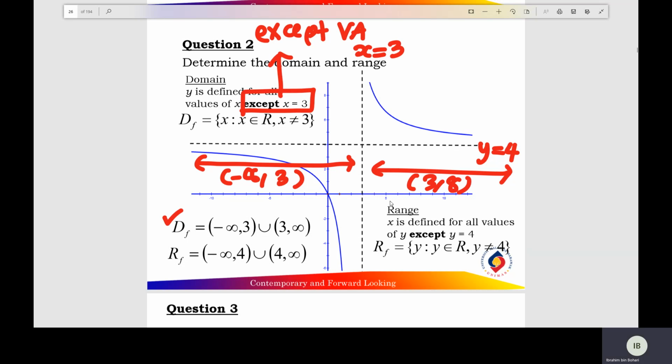Okay, so the first interval of the rational function from the left, negative infinity to x equals 3, union 3 to positive infinity. Okay, so the domain is all the values of x except the vertical asymptote at x equals 3. And the range of the function is defined for all the values of y except y equals 4.